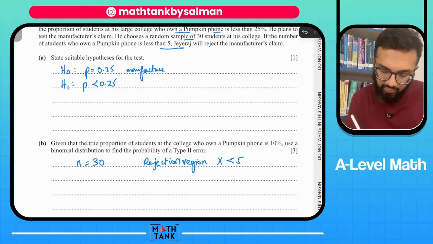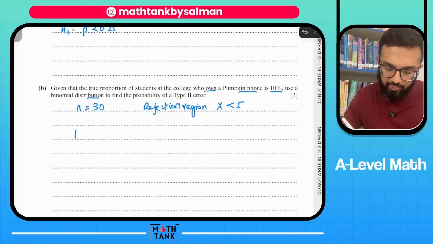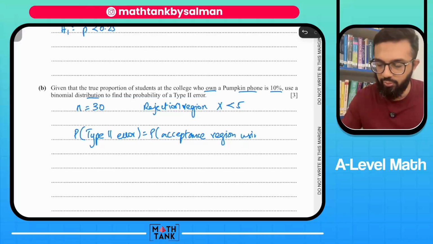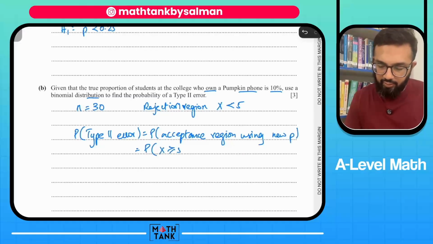What is the question asking you? Given that the true proportion of students at the college who own a pumpkin phone is 10%, use a binomial distribution to find the probability. So what is the probability of a type 2 error? Write that down. It's the probability of the acceptance region using the new P: the probability of X greater than or equal to 5 using the new P.